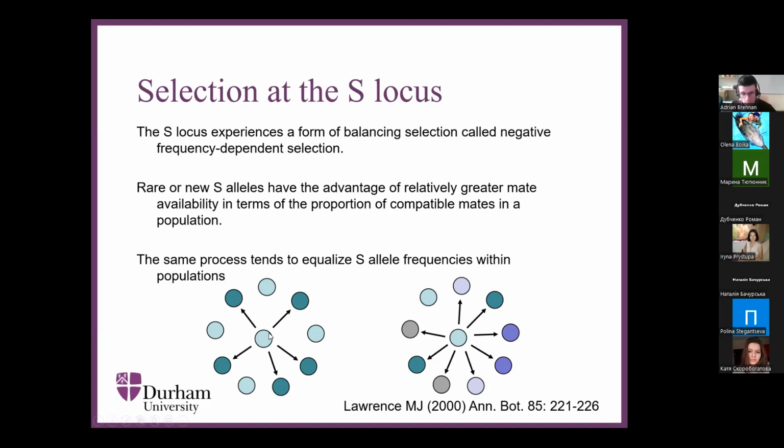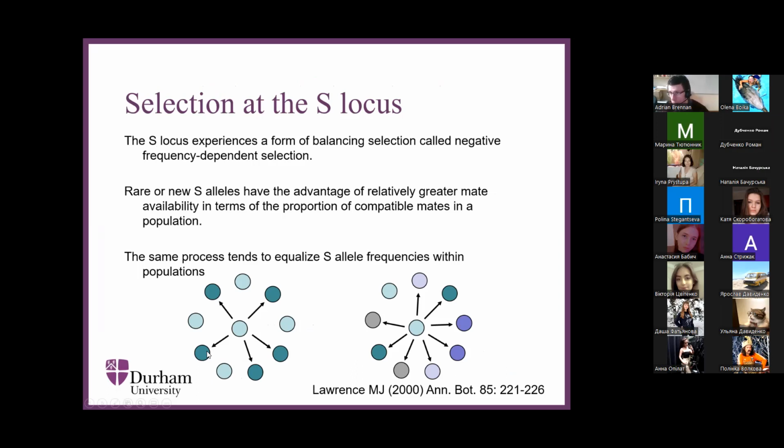The proportion of individuals that you can mate with is your mate availability in that population. But if you're a rarer S allele, as in the example on the right, you can mate with a much bigger proportion of the population. Your mate availability has gone up, so chances are you'll be more fit on average, and the frequency of your alleles will increase in future.